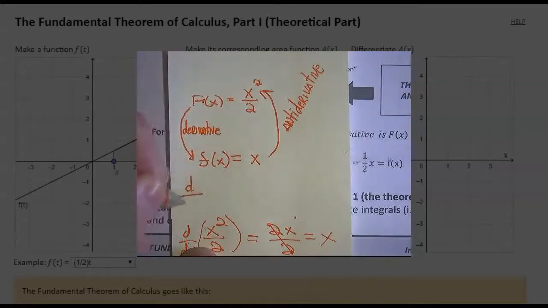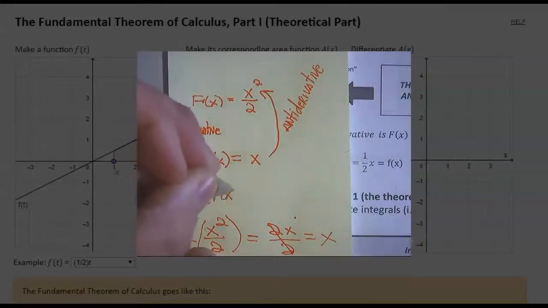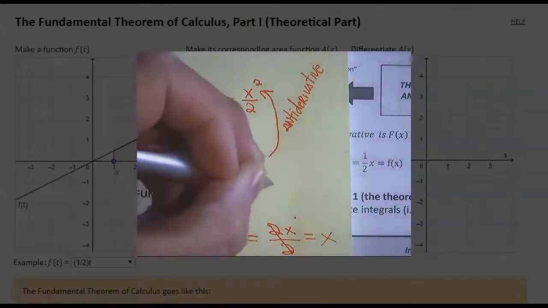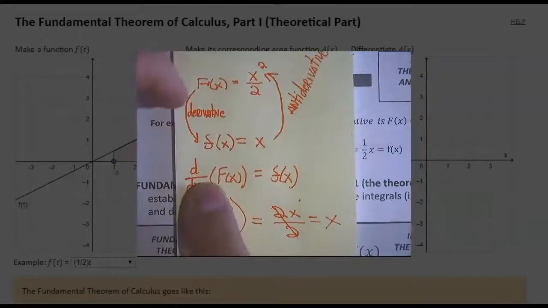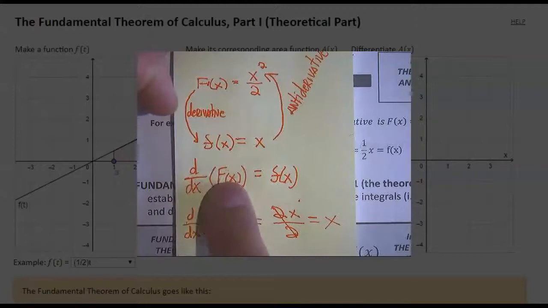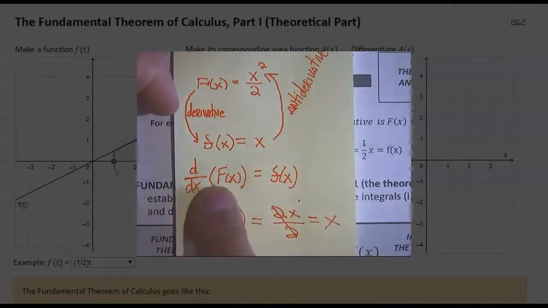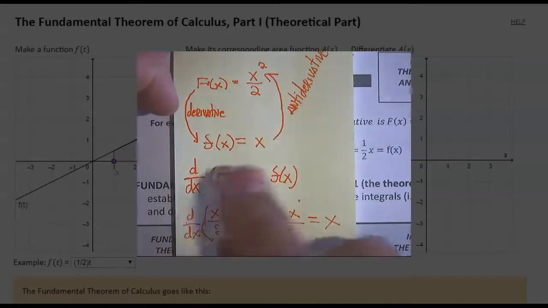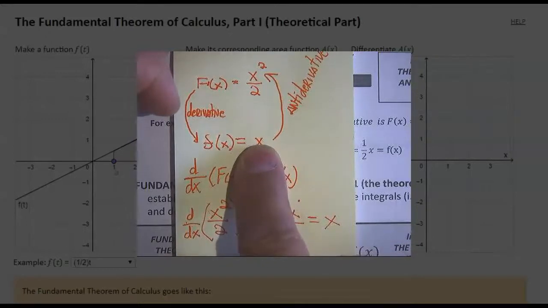So if you take the derivative of the antiderivative, you get the function. Do you understand what I mean by this right here? This is the derivative of the antiderivative, you get the function. So the derivative and the antiderivative undo each other. And you're just back to what you started with, the function itself.